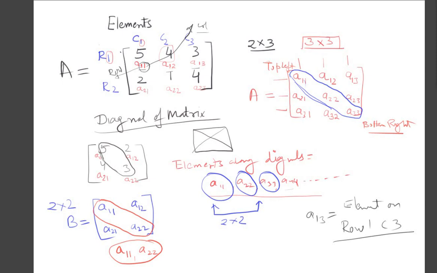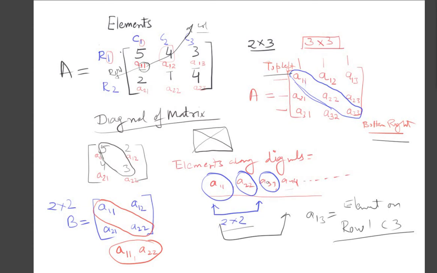A matrix has a diagonal which is from its top left to bottom right, and all the elements on the diagonal have the same row and column number. So if it is a 2 cross 2 matrix, you could have A11, A22. If you've got a 3 cross 3 matrix, you could have A11, A22, A33. Make sense?